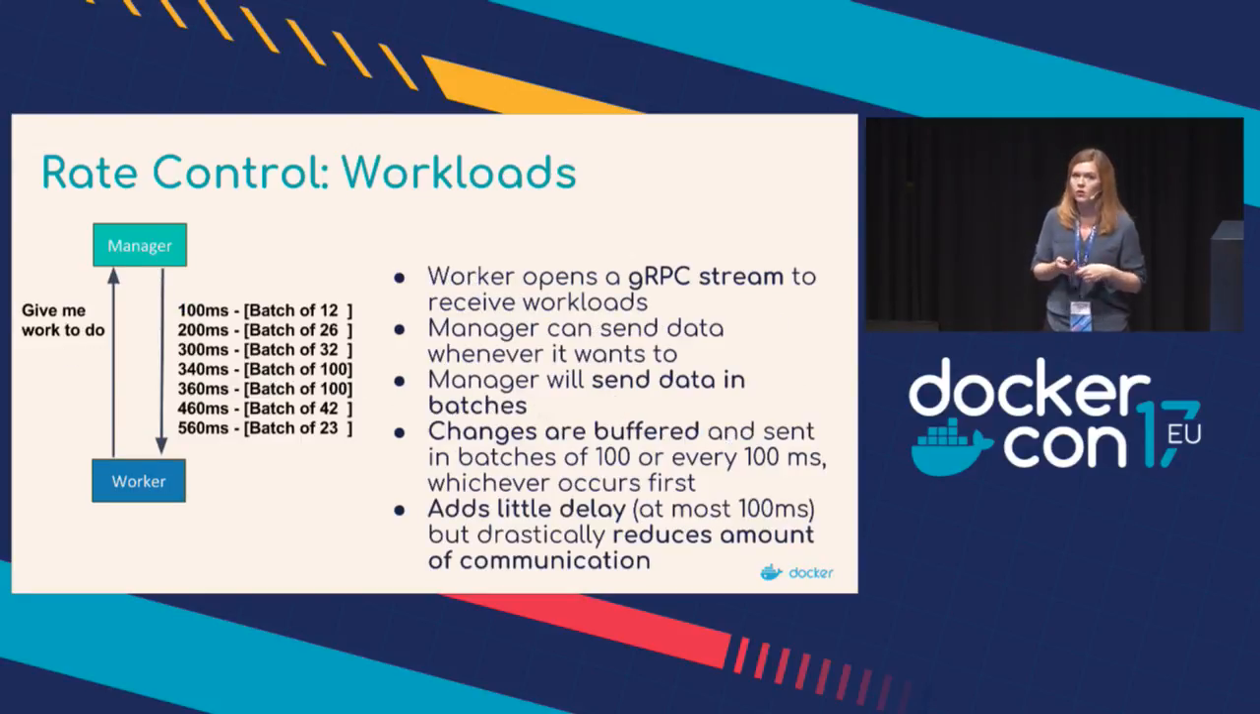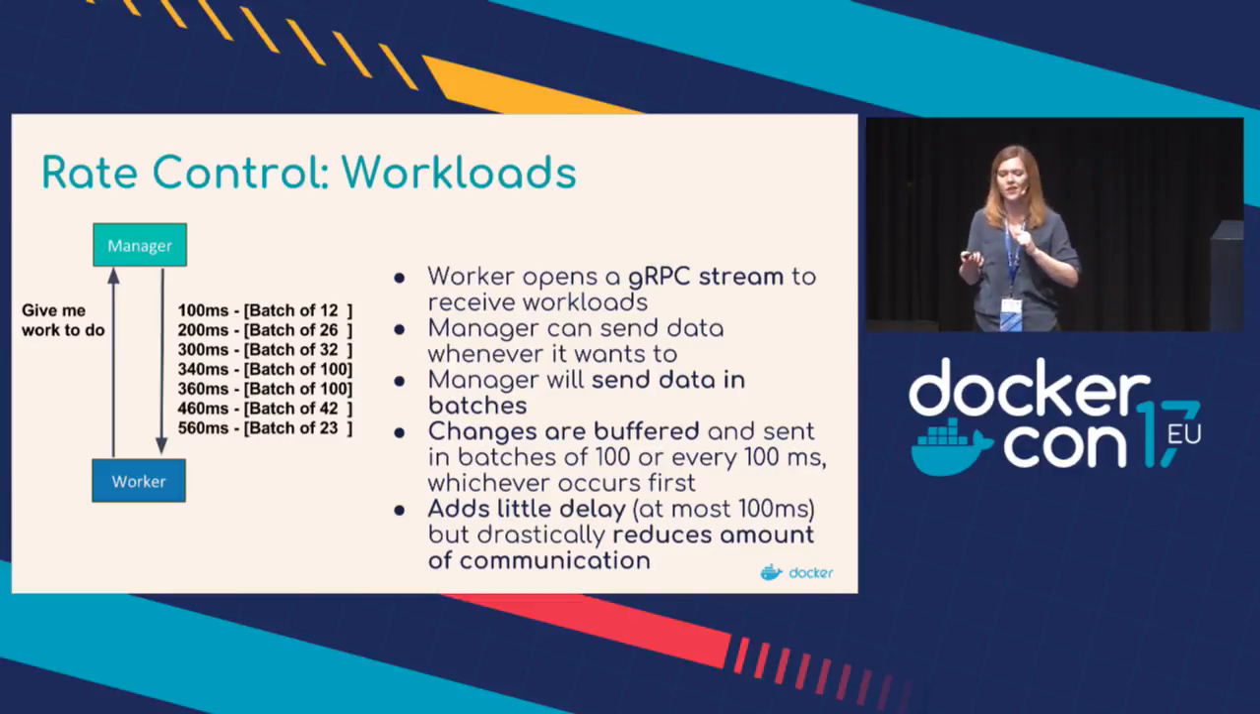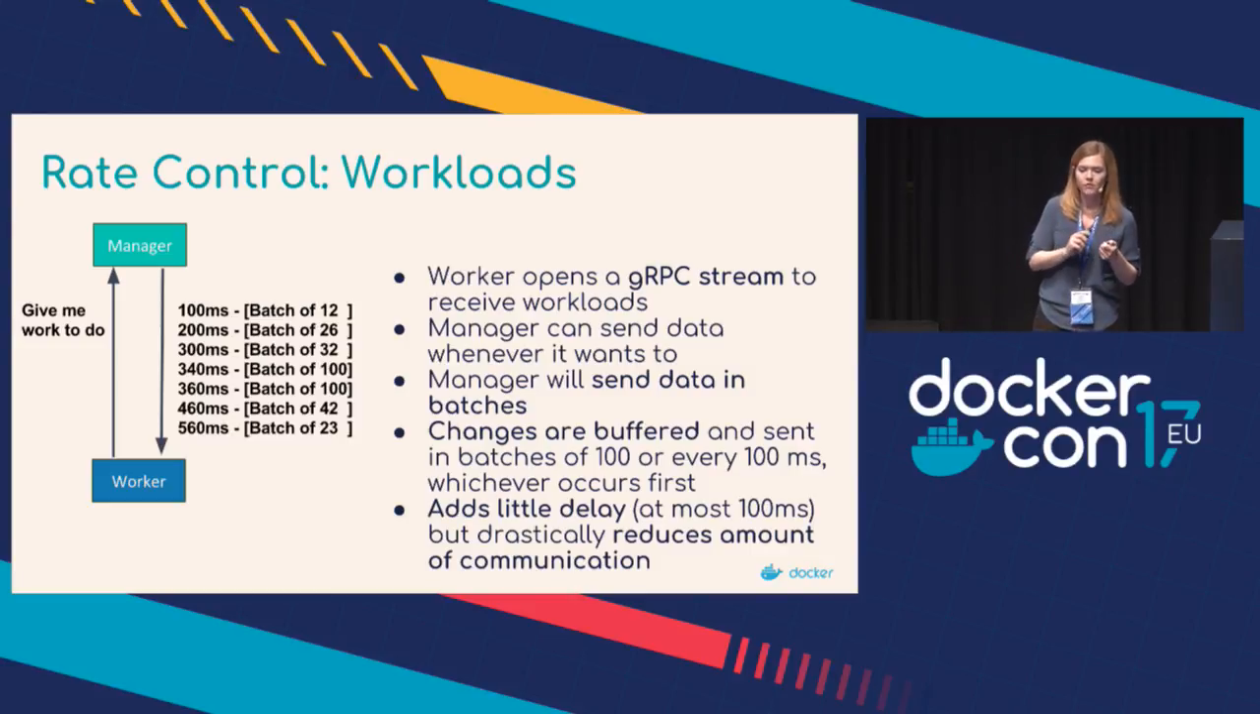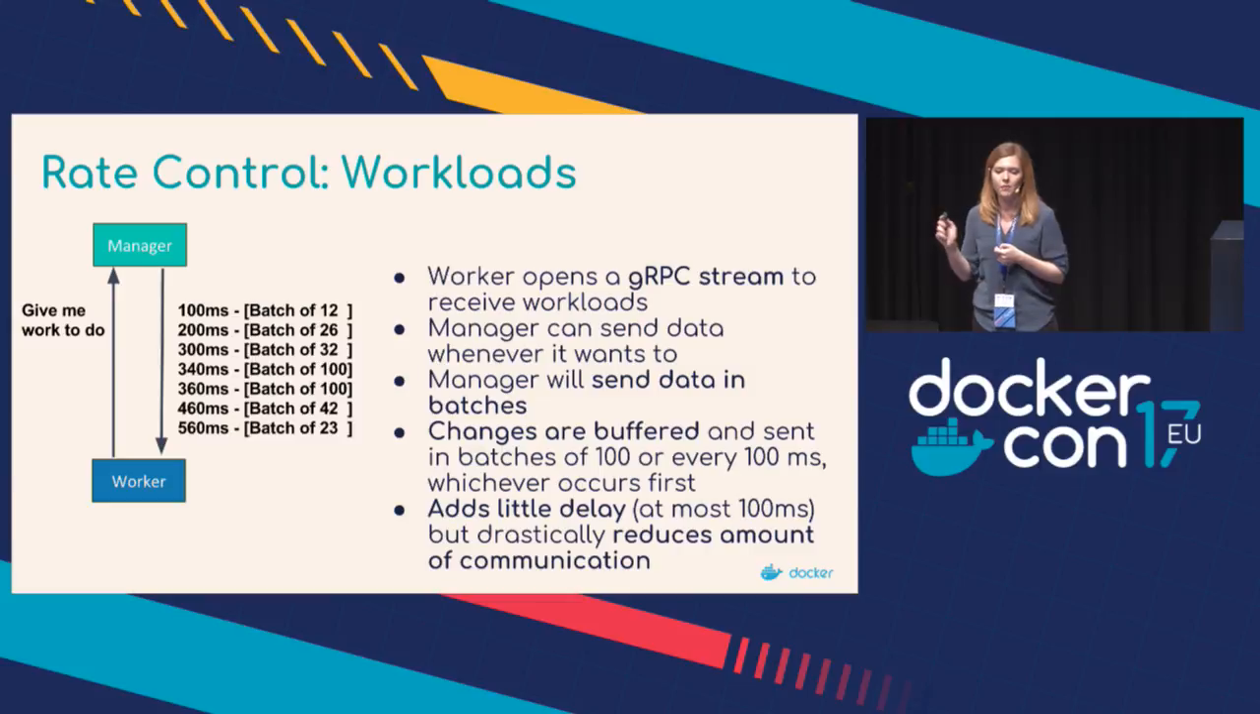The other thing that's controlled in the SwarmKit world is workloads. So as I said before, the worker is asking the manager for work, and then the manager sends that workload down. This is done over a gRPC stream, and the manager can basically send data whenever it wants to for the worker. The interesting part about the rate control problem here is that the manager will batch the workloads, either 100 milliseconds or in batches of 100, whatever happens first.